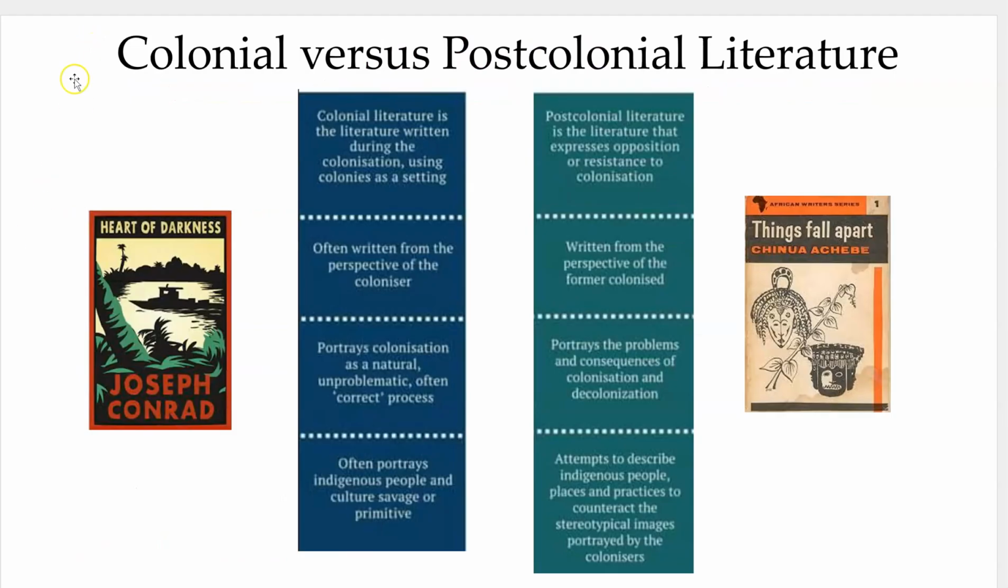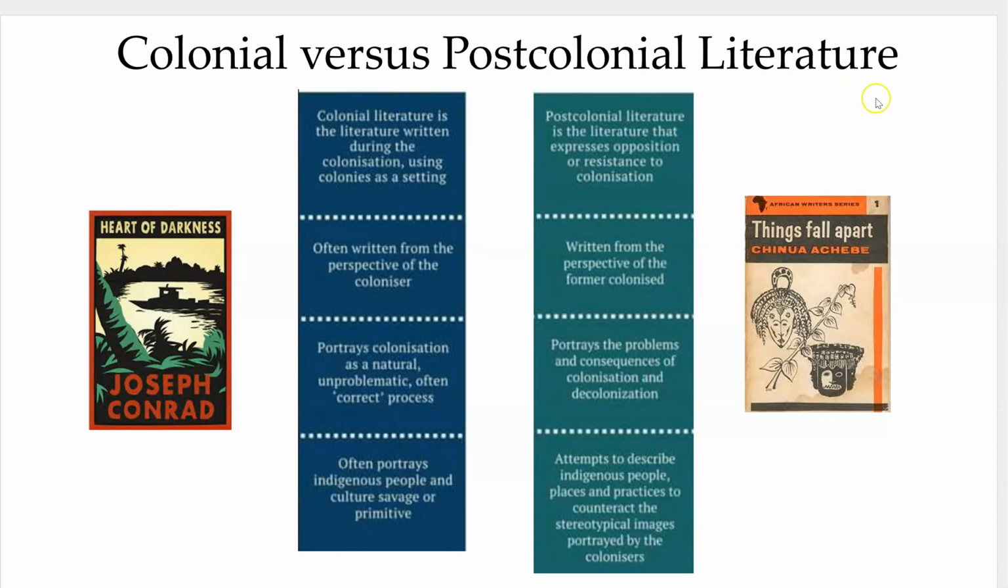If you choose to study colonial versus post-colonial literature, you can see 2 examples. You're not supposed to read 2 novels or anything like that. You're only supposed to find extracts and to tell: how can you tell if a book is colonial? How can you tell if the themes are post-colonial? You can see here, colonial literature is often written from the perspective of the colonizer. It portrays colonization as a natural, unproblematic, often correct process. And they often portray indigenous people and culture as savage or primitive.